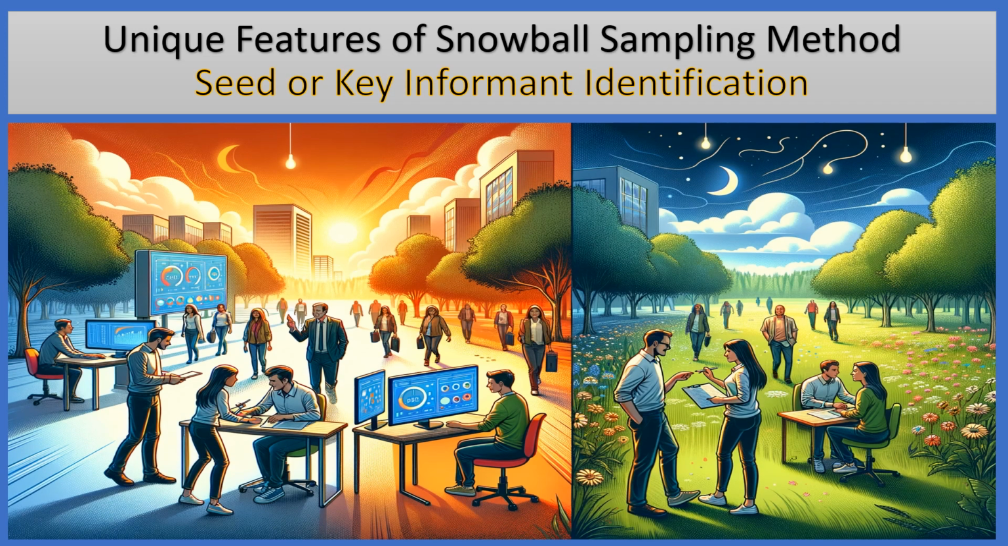Seed or key informant identification is another unique feature of the snowball sampling method. The process begins with identifying initial participants who serve as seeds or key informants within the target population, leveraging their knowledge and connections. For example, in a study on substance abuse on college campuses, the researcher may identify student leaders or counselors as the key informants who can provide insights and referrals to other students struggling with substance abuse issues.